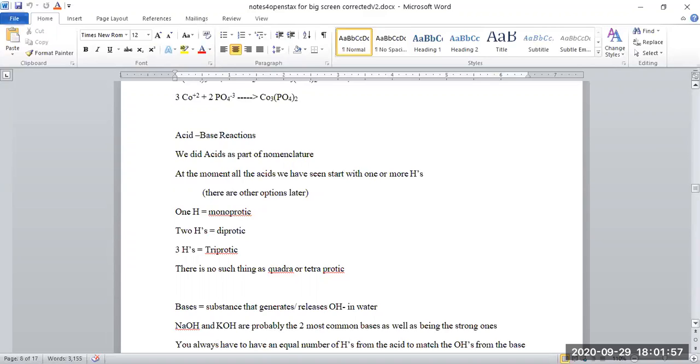Diprotic, 2 hydrogens. Triprotic, 3 hydrogens. In inorganic chem, there are no things above triprotic. There's no quadra or tetra or anything like that.